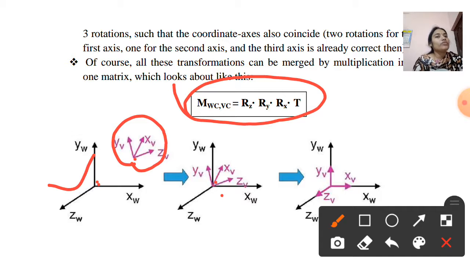That means when we convert world coordinate to viewing coordinate, we multiply the matrices: rotation z, into rotation y, into rotation x, into T. T means translation. So after that the matrix form looks like this. Finally we can convert from world coordinate to viewing coordinate. Okay, so in this way the conversion is possible.